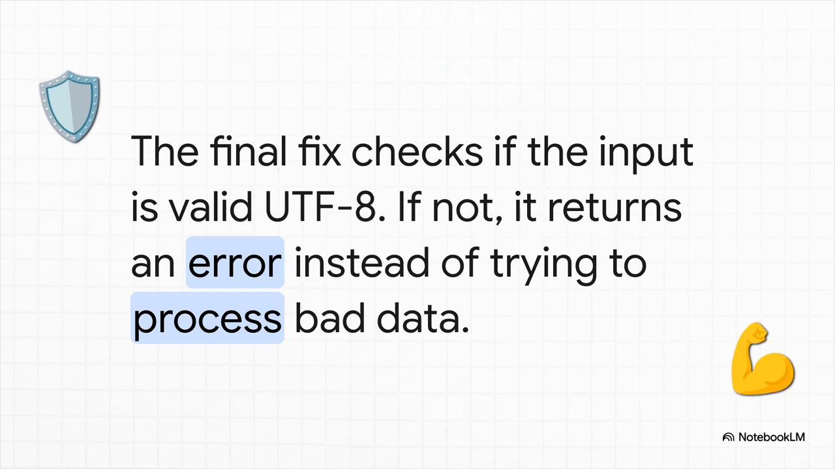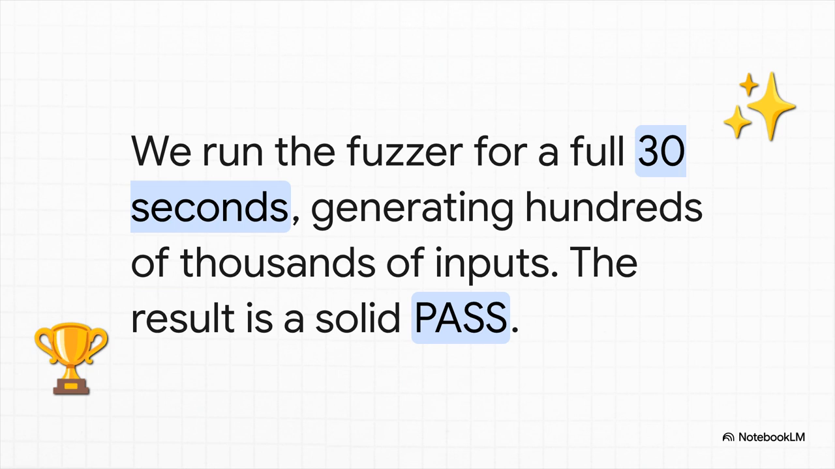Then we update our fuzz test to know about this error so it can focus on finding other, more interesting problems. And now the real moment of truth. We run the fuzzer one last time, but we're not just going to tap it. We're going to let it run for a full 30 seconds, generating hundreds of thousands of inputs, really trying to break it. And the result? A solid pass. We have finally built a truly resilient function.